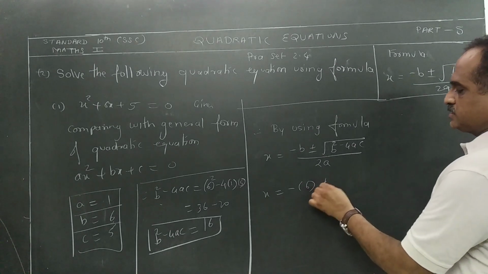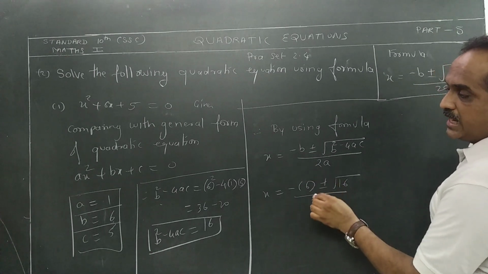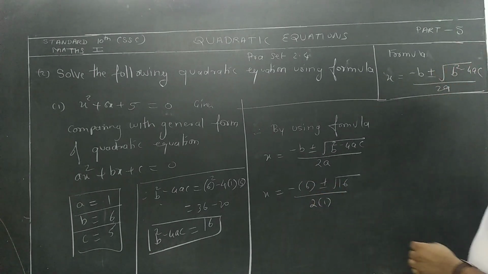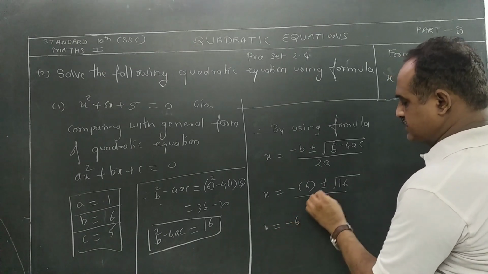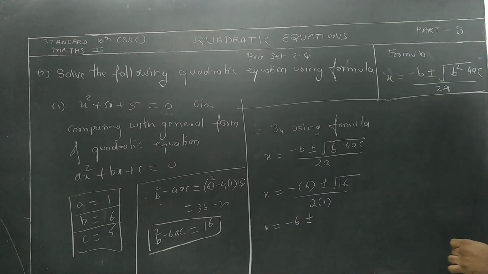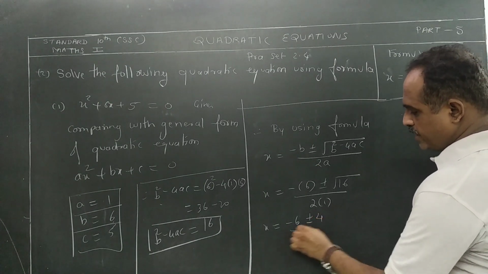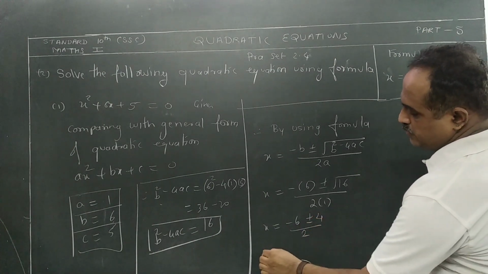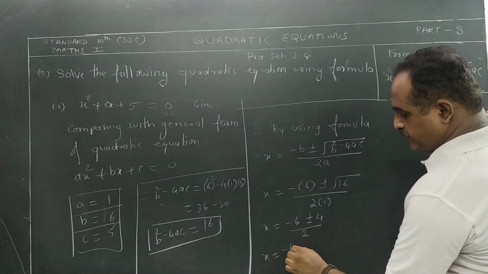Here it will be plus or minus root of 16 upon 2. The value of a is 1. Got it now? So what do you get? x is equal to minus 6 plus or minus, but I know that 16 is the perfect square of 4, so it will become 4 upon 2 into 1, which is 2. So x is equal to minus 6, correct?